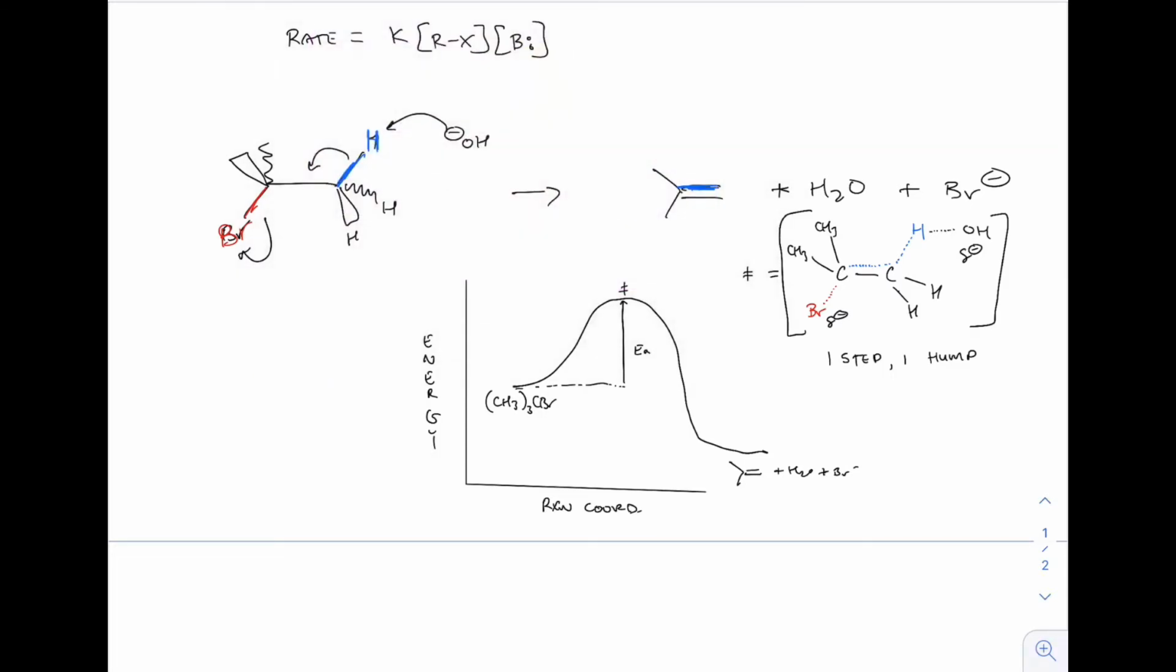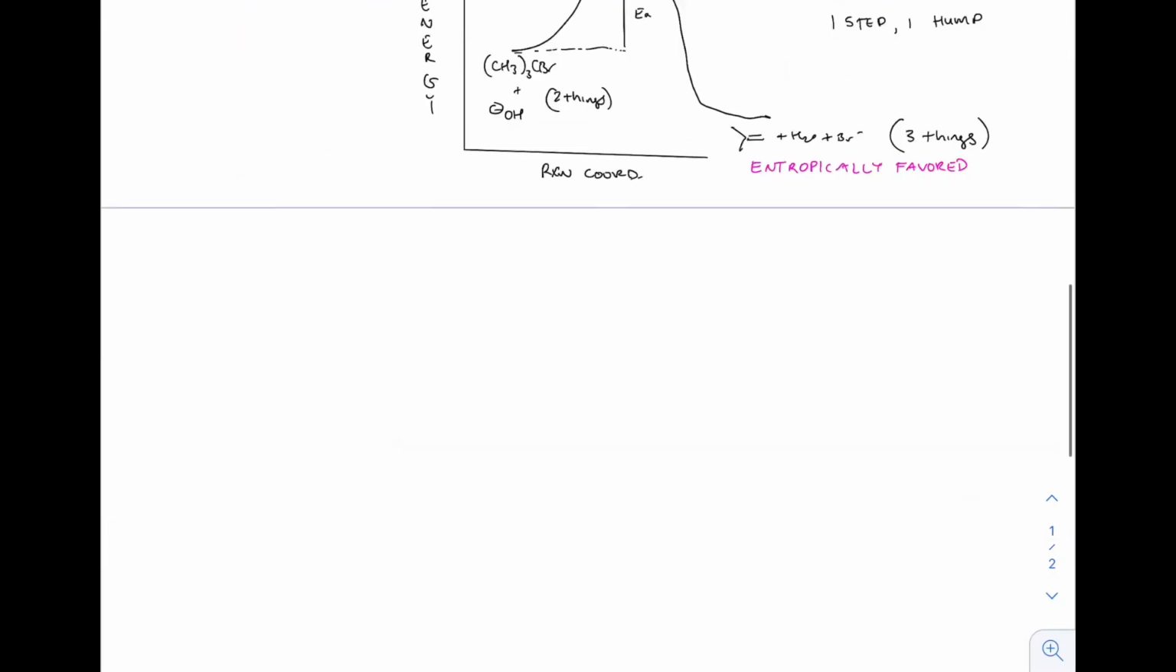We're partially forming the alkene product, right? And if we're looking at the energy diagram and the products in the end, we have two things breaking down into three things. And so that's an increase in entropy. So this reaction is entropically favored. It is also in this case exothermic, and so we have that in our favor as well. But we just want to point out the idea of entropy and how we can favor a reaction with entropy as well.